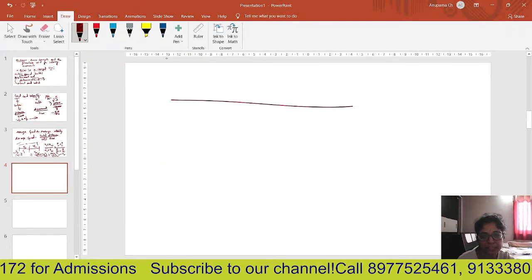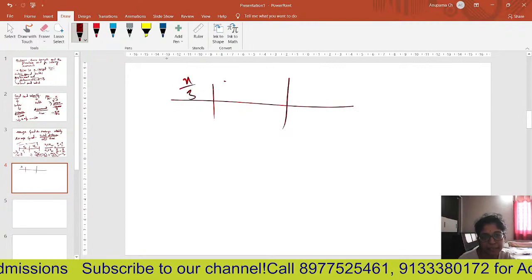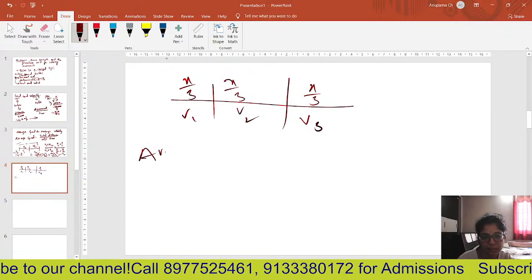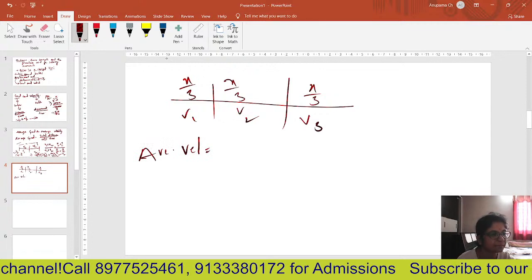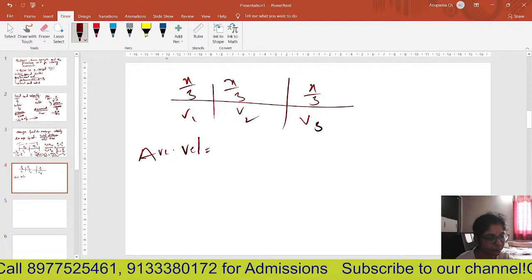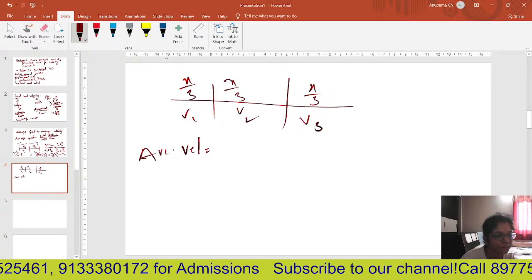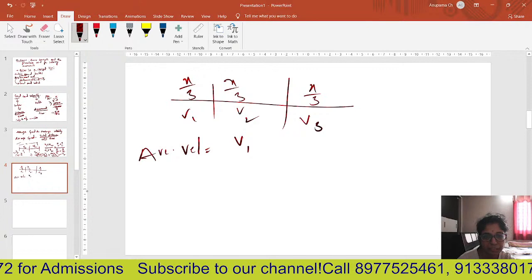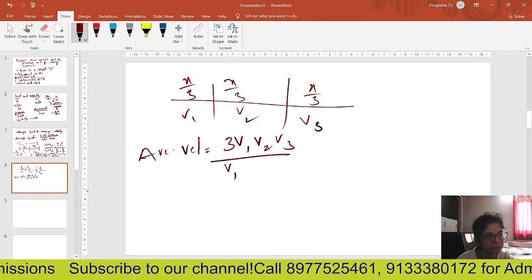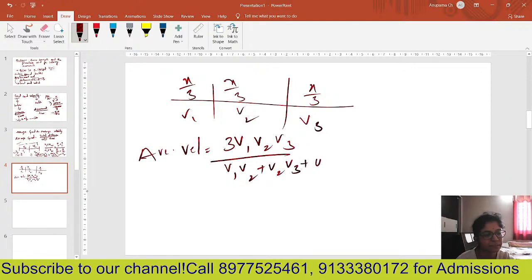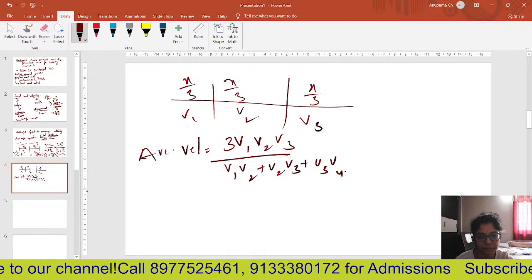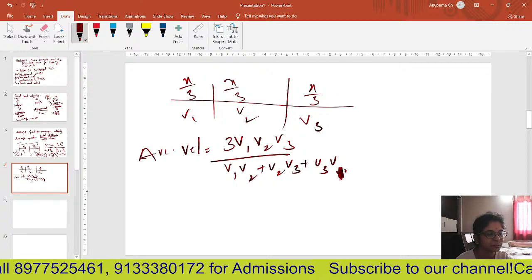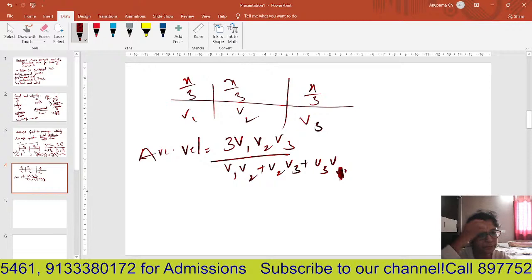Now, for example, a body is traveling from one place to another place in three different parts, like 1/3, 1/3, 1/3, with velocities V1, V2, V3. Then how will you find out average velocity or average speed? Both are same, but the thing is, here you get 3V1V2V3 by V1V2 plus V2V3 plus V3V1. So this is how it will be, right? I hope this is clear. So this is how we find out average velocity.